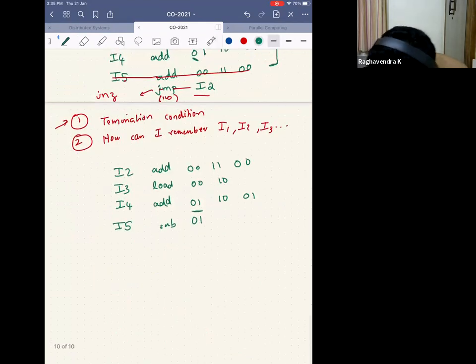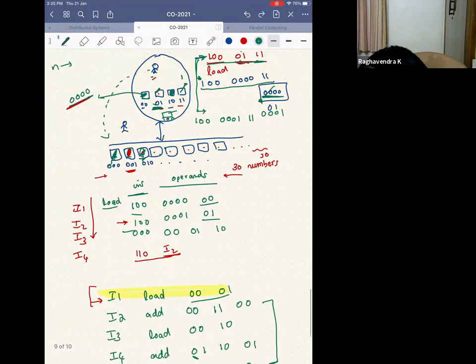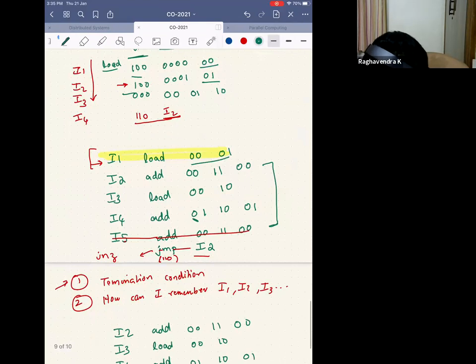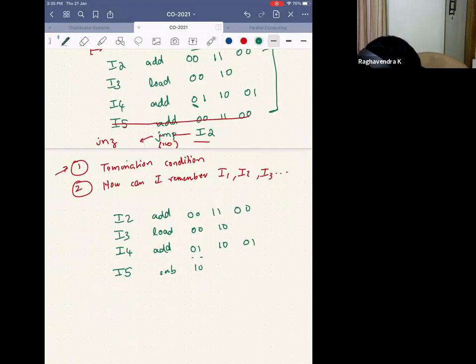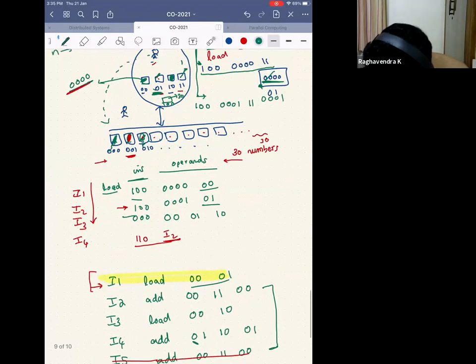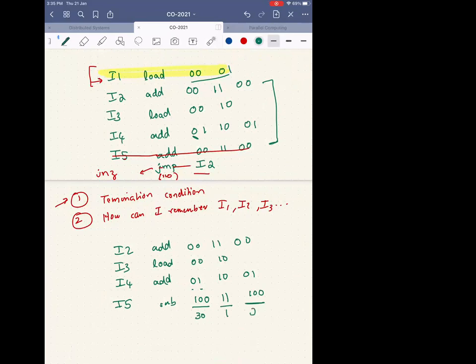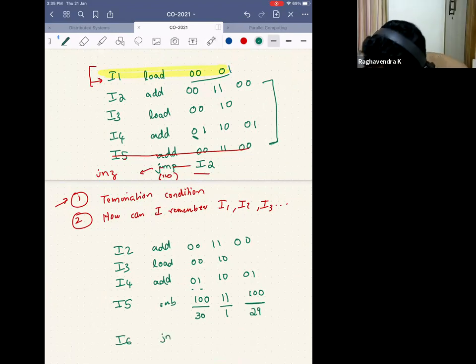Okay, so subtract. Subtract 100, whatever that box is, with 1 1, because I want to subtract 1 and I know that 1 1 has 1, right? And store it back in 100. So now whatever was there in 100 was 30. I subtracted whatever was there in 1 1, that is 1, and I'm storing it back here. So what will be stored here? 29. And I just write jump not 0 to I2.